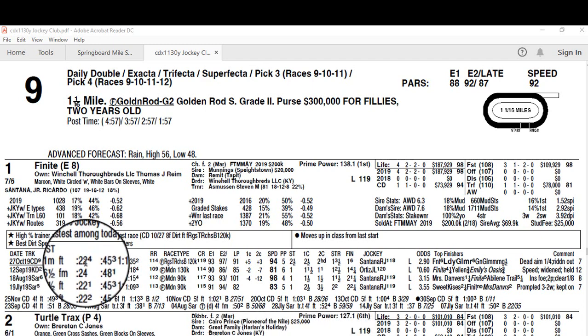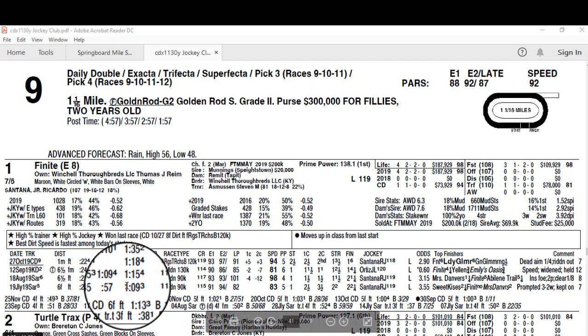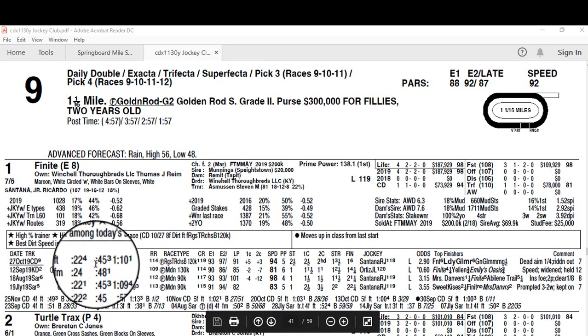These are what's called point of call times or the fractions. A lot of student handicappers are really good at the times for their track and different distances. They can tell you whether or not a particular race was run rather fast or slow, or they were crawling.